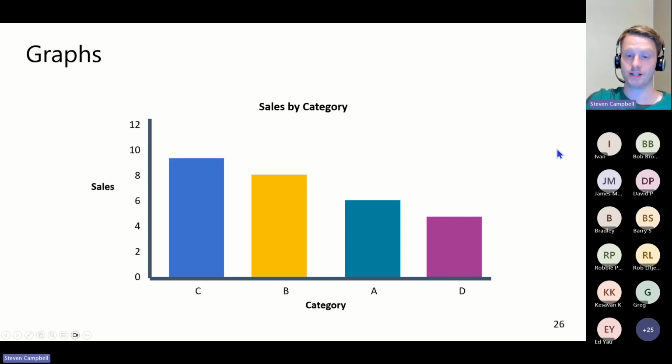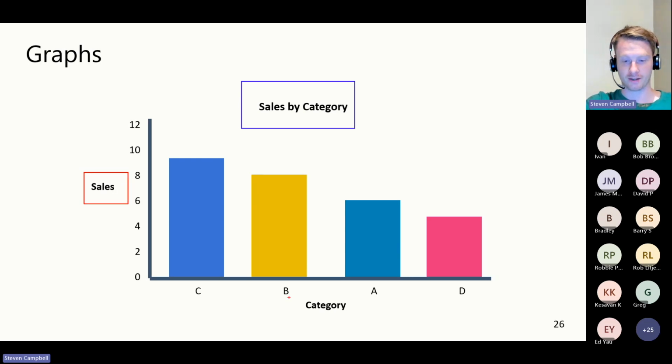So those background lines aren't helping me. Then I'm going to remove these axes. Again, this here says sales by category. Here is the word sales and here is the word category. I don't need to repeat myself. I already said it's sales by category.